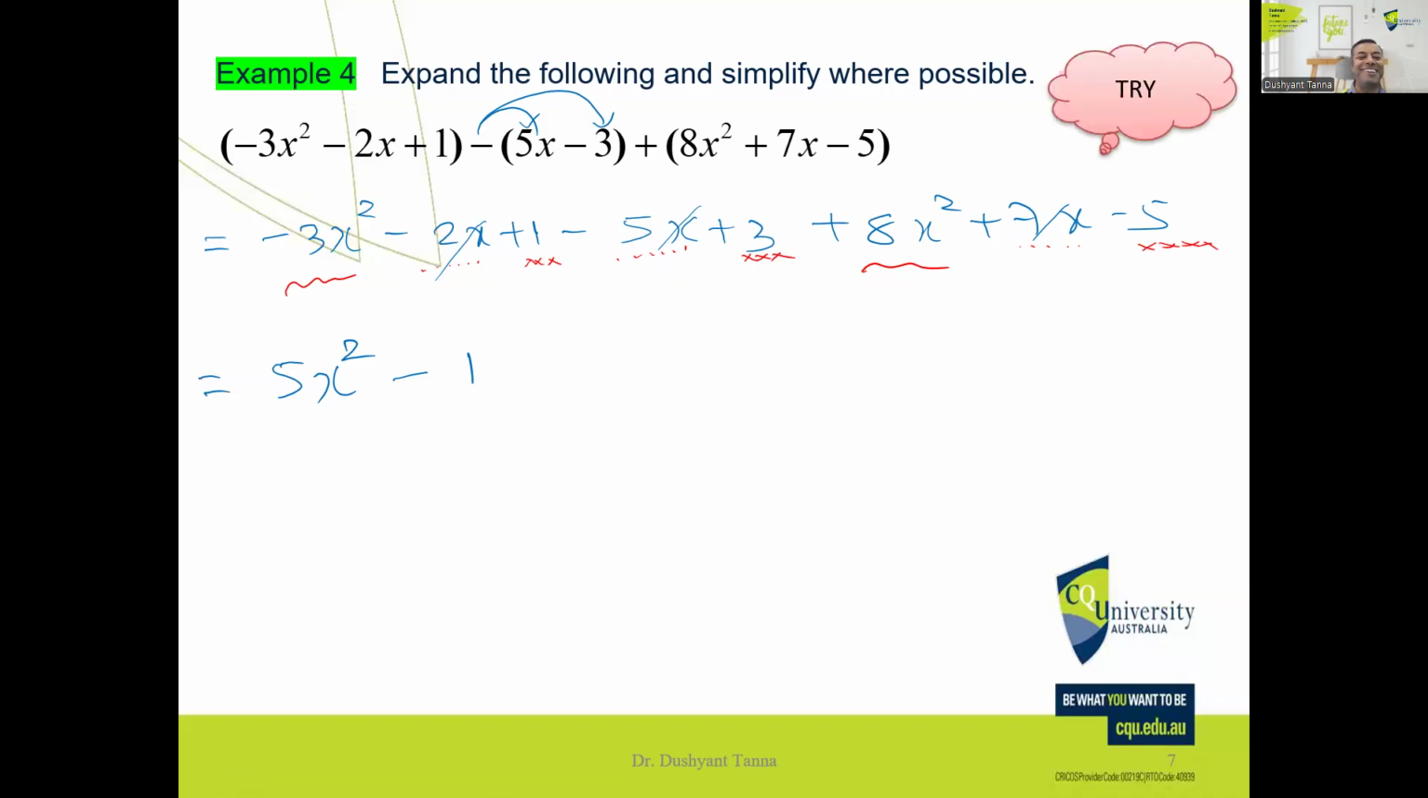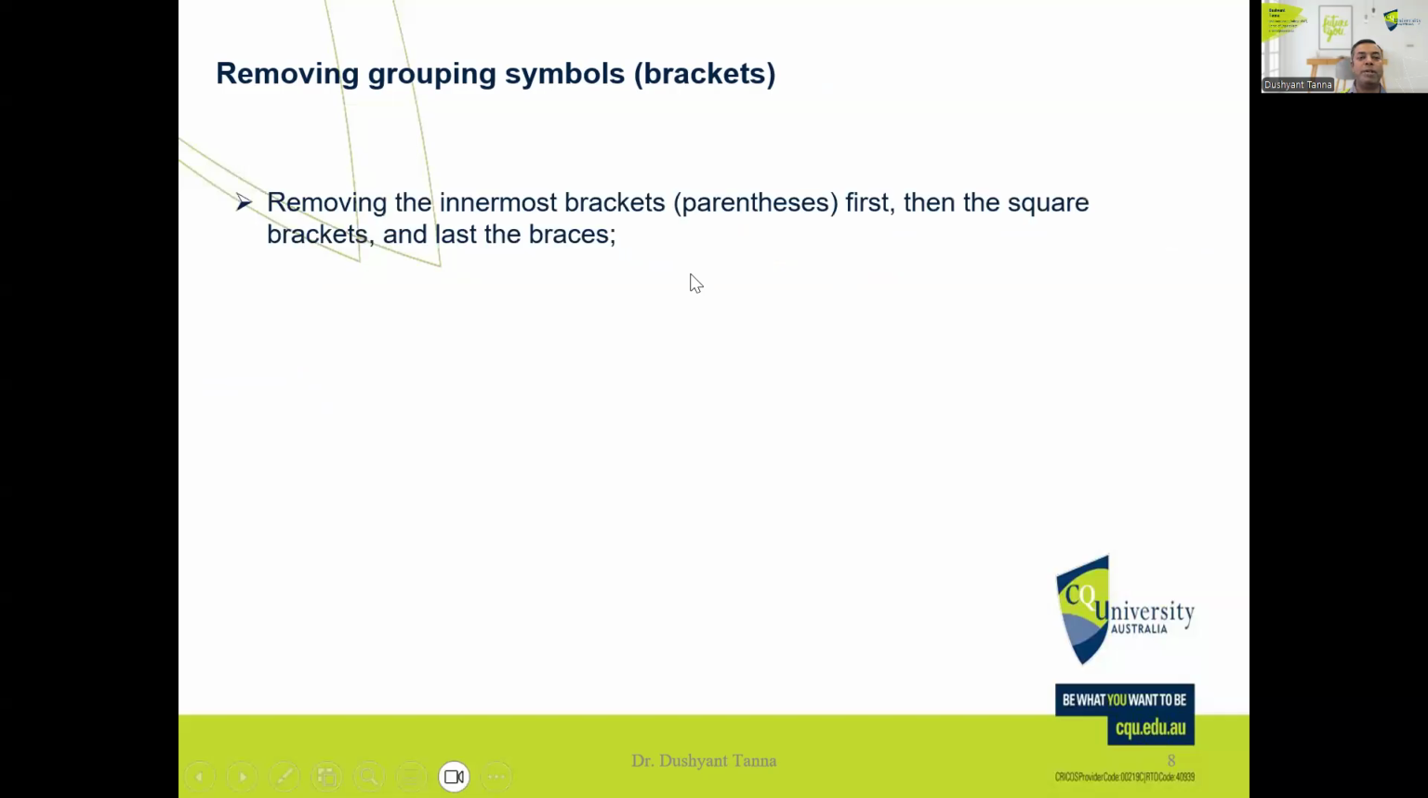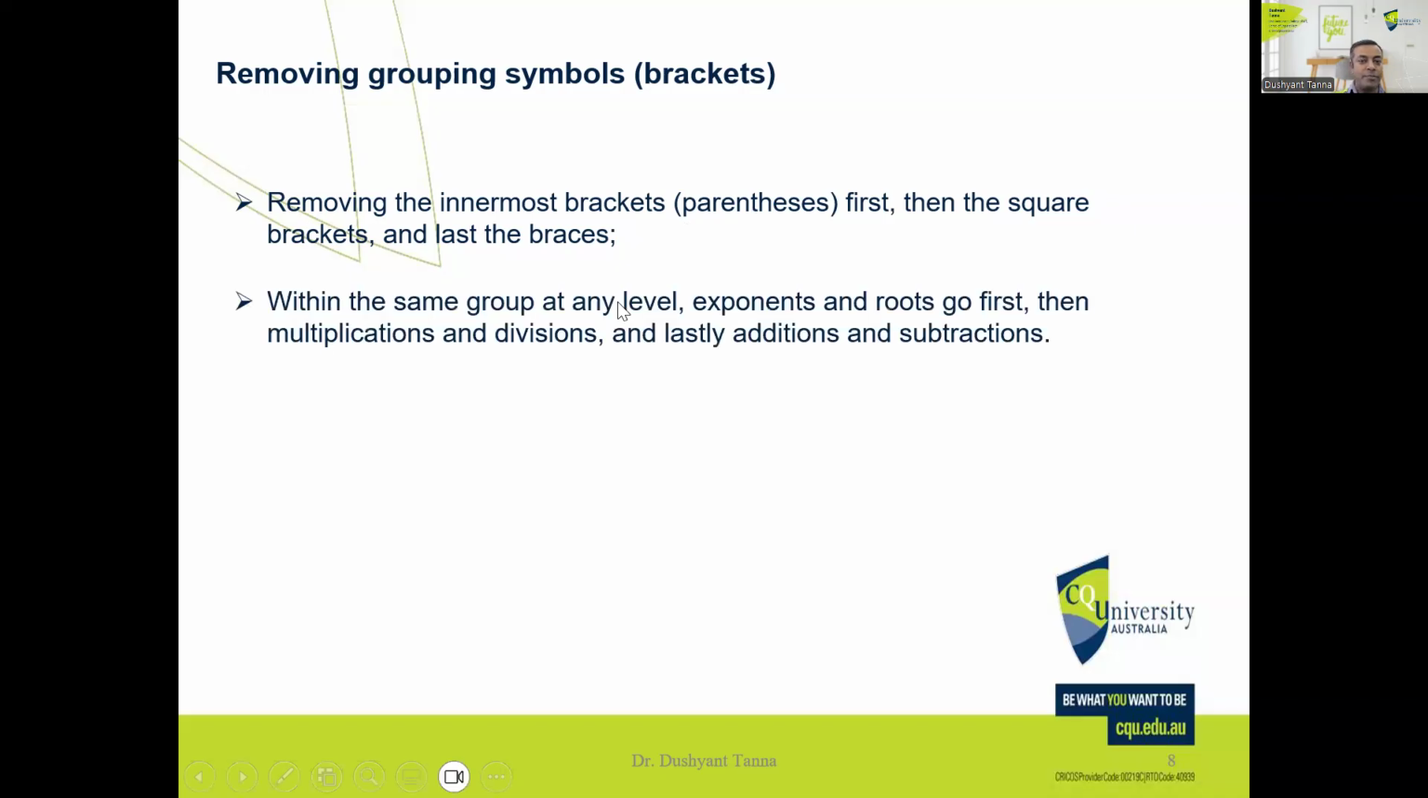We're trying every question, so that's good. Removing grouping symbols or brackets. What are we saying? Remove the innermost brackets or parentheses first. When you have more than one, start with the innermost, and then the square bracket, and last the braces, the curly ones.